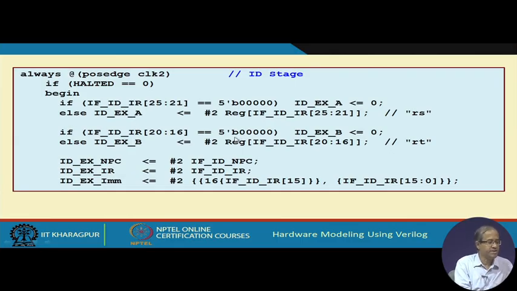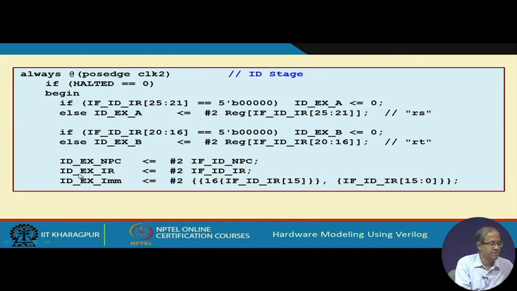Then you load the second operand, which is in bit number 16 to 20, same thing. If it is 0, you load the value 0 to B, otherwise you read from the register, this is your RT field, load it into B. Then the other routine things, this NPC you simply forward it because we need it later, IF ID NPC will go to IDEX NPC.